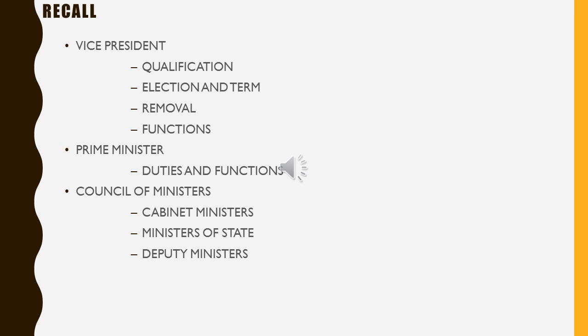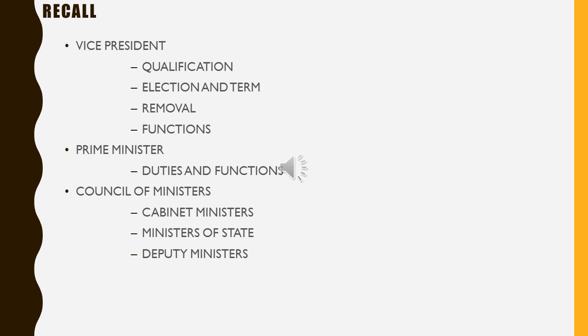Then what are the qualifications for election as Vice President? He should be a citizen of India, should have completed 35 years of age, and should have the qualification to become a member of Rajya Sabha. Then election and term of office. His term of office is 5 years. He is not elected directly by the people of India. As with the President, he is indirectly elected by the members of the Parliament.